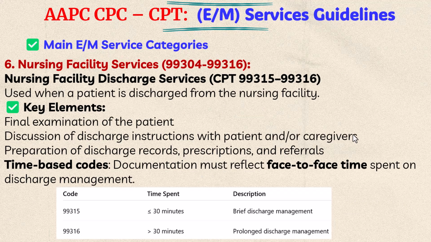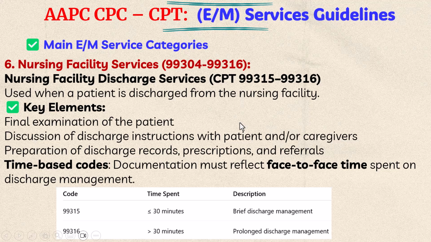Nursing facility discharge services are used when a patient is discharged from the nursing facility. Key elements include final examination of the patient, discussion of discharge instructions with patient and caregivers, and preparation of discharge records, prescriptions, and referrals. These are time-based codes. Documentation must reflect the face-to-face time spent on the discharge management. So there are two codes available, one for less than 30 minutes, the other for more than 30 minutes.